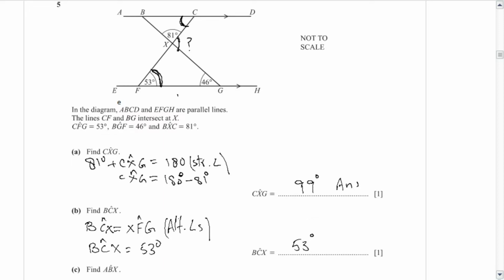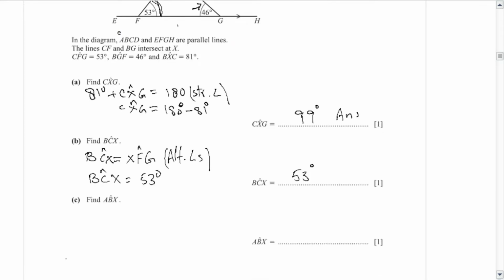The third angle is ABX. ABX is this angle, and how can we find it? We can see that this angle is 46 degrees, because these two angles are alternate angles. So XBC is 46 degrees, and XBC plus ABX is equal to 180 degrees.